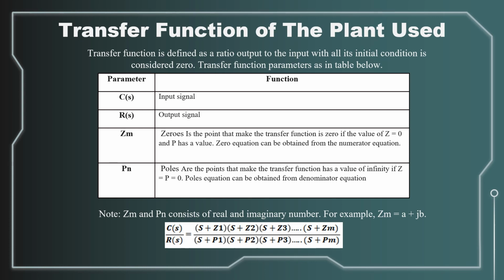Zeros are the points that make the transfer function zero if the value of Z equals zero and P has a value. Zero equation can be obtained from the numerator equation. And the last one is parameter Pn. Poles are the points that make the transfer function have a value of infinity if Z equals P equals 0. Poles equation can be obtained from the denominator equation.